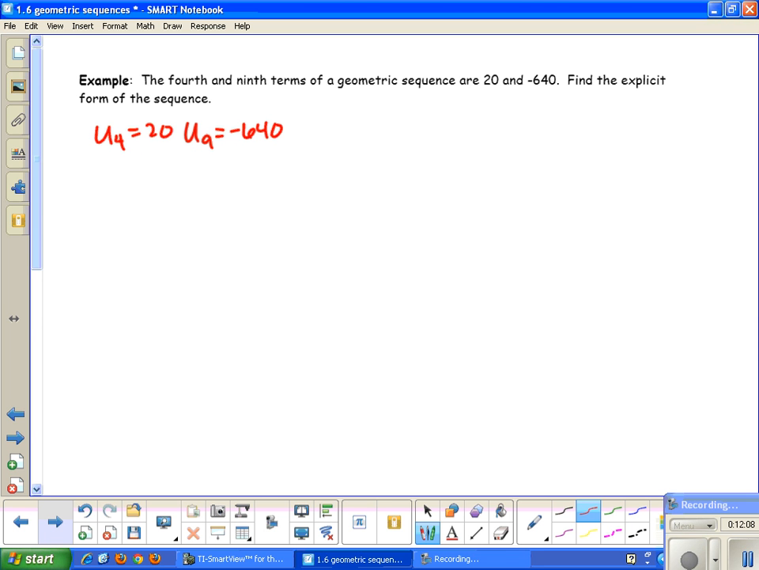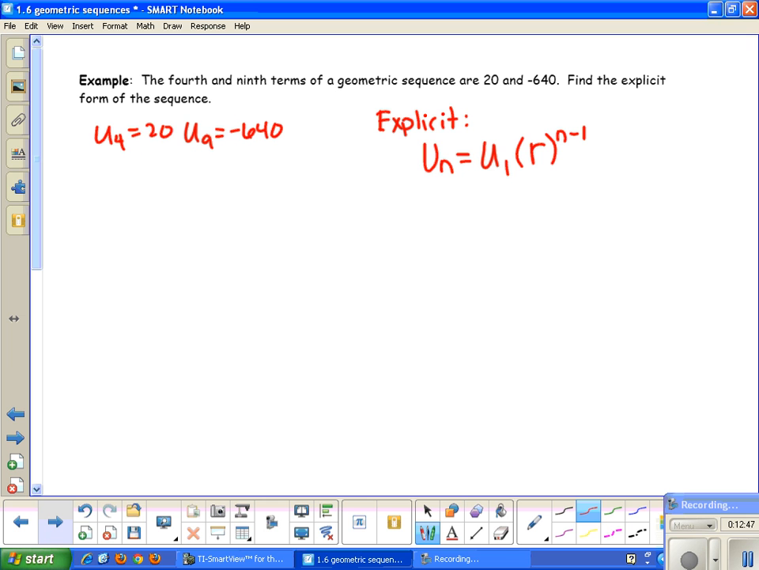So let's go ahead and figure out the common ratio. Just like with an arithmetic sequence, where we subtract to find the difference, now instead of subtracting, we are going to divide. When we do our formulas, remember that the explicit formula to get to the nth term is: you take your first term times r to the n minus 1 power. So we're going to use that to help us figure this out.